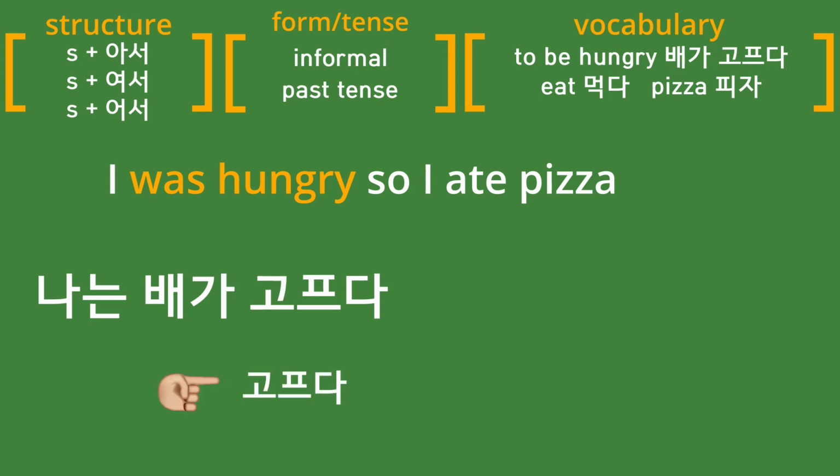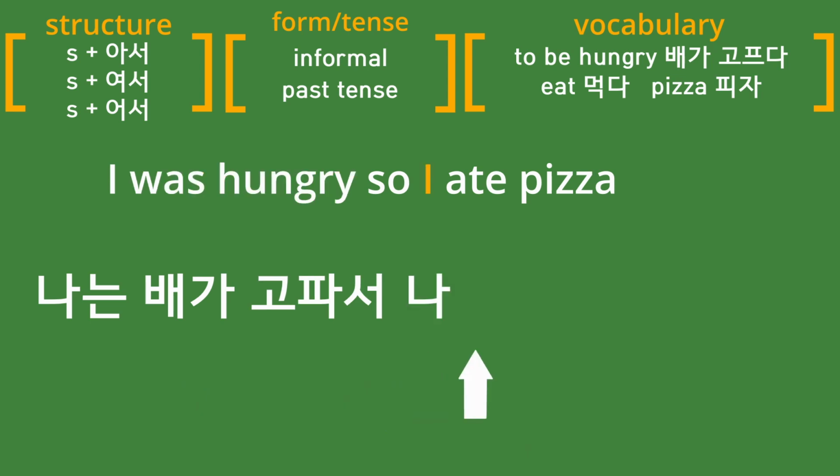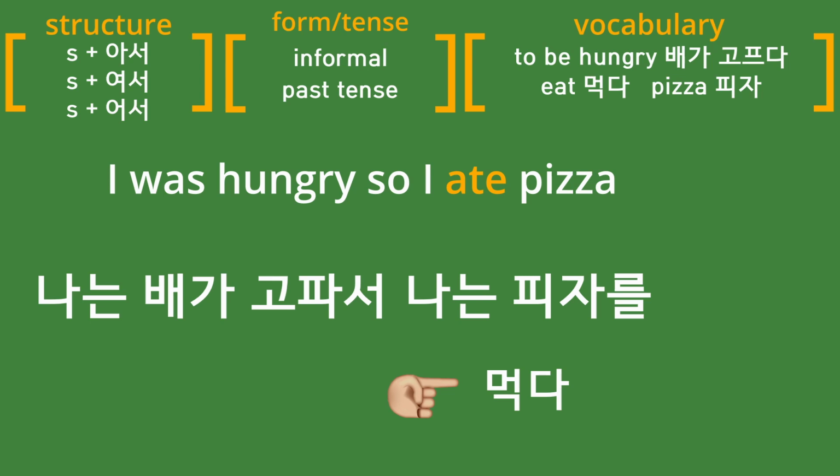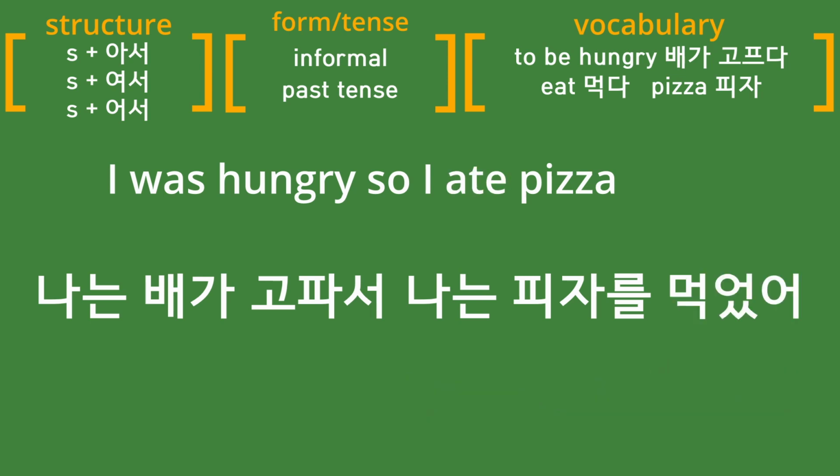Let's conjugate 고프다. Remove 다. When you drop 다, the vowel 으 drops out. Then the last vowel will be 오. Then we can add 아서, which means therefore, because, since. 고파서. I, 나. Let's put the particle 는. pizza, 피자. Let's put the object particle 를. eat, 먹다. Let's conjugate to the past tense in informal. Remove 다, add 먹었어. 나는 배가 고파서 나는 피자를 먹었어.